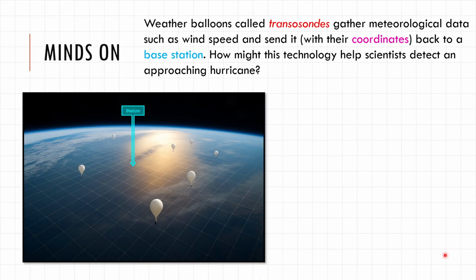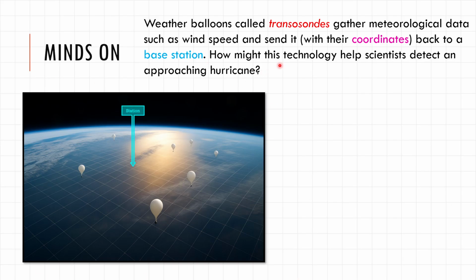To start off, let's talk a little bit about where we might see something like this pop up in real life. So weather balloons called transonsons gather meteorological data like wind speed, air pressure, stuff like that. And they send that data with the coordinates of the balloon back to the base station. How would this technology help scientists detect an approaching hurricane, for example? Pause the video here and think about this.